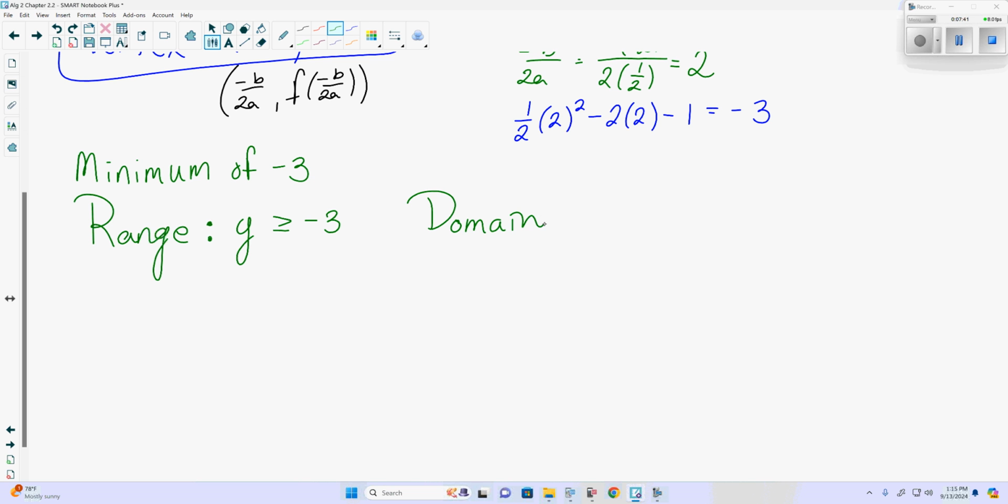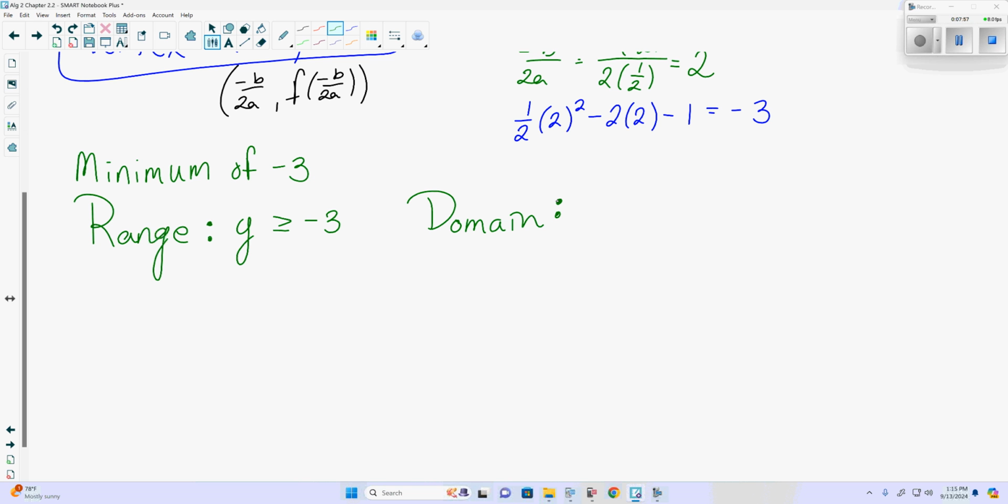Because when we talk about the range, we're talking about the y values that it's covering. What values of y come out of the function? Well, all the values greater than or equal to -3, because -3 is the smallest. All the rest have to be bigger.